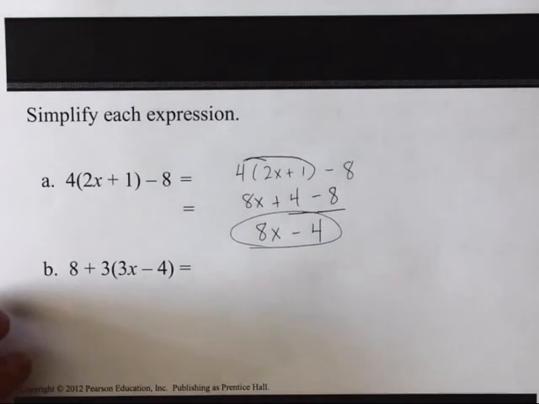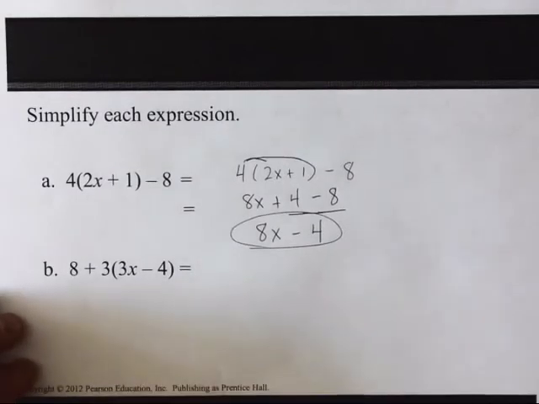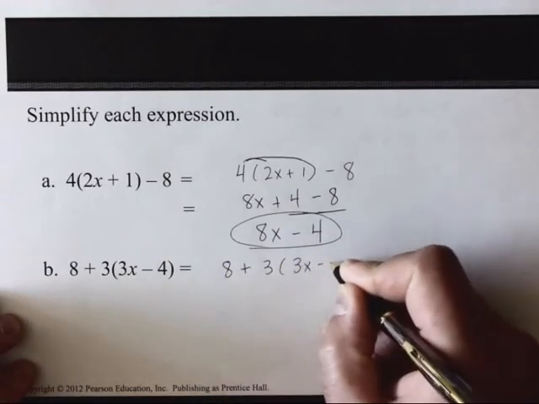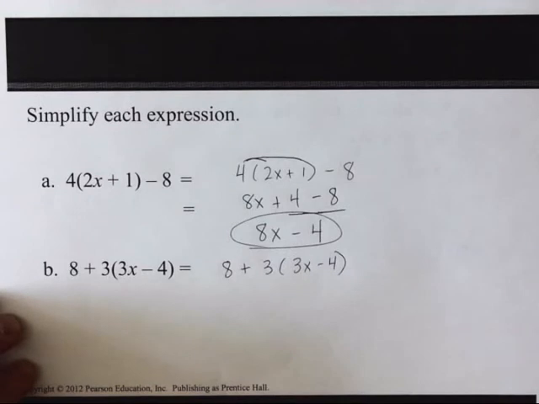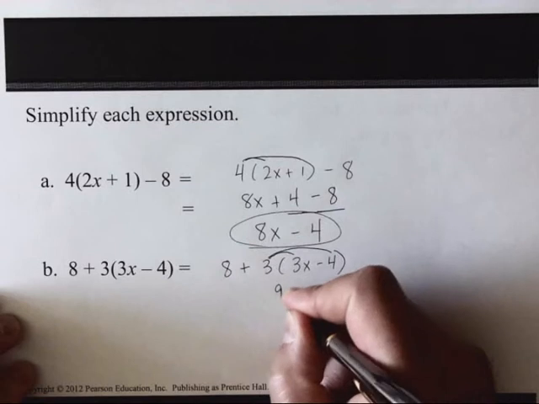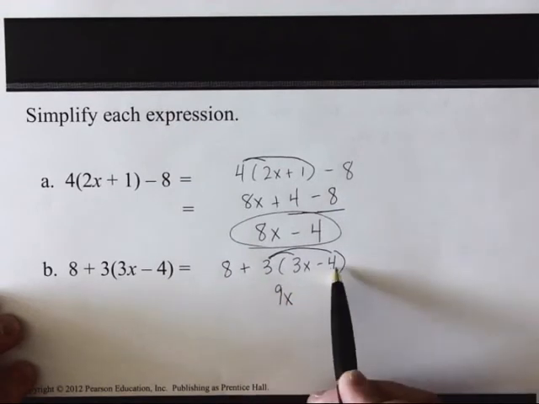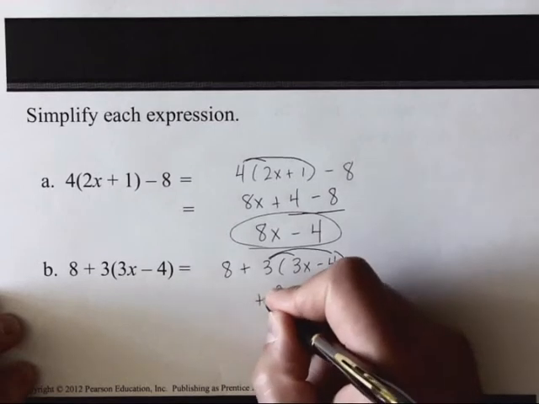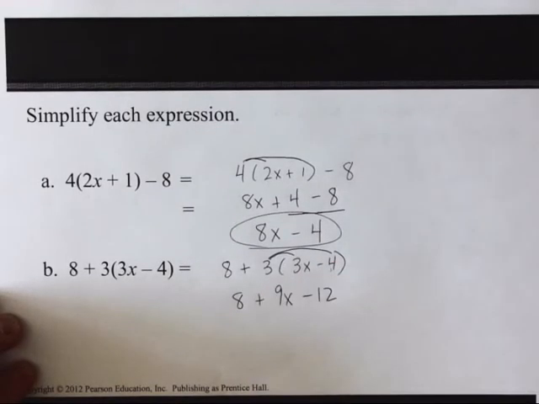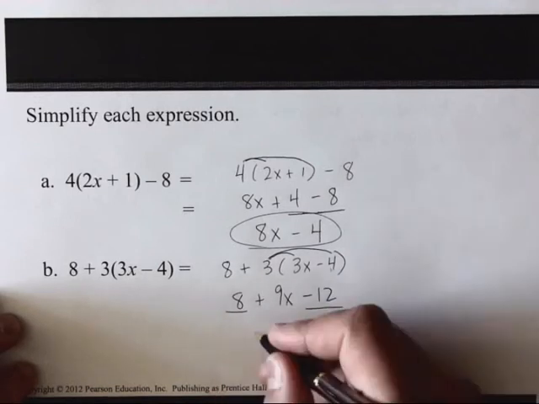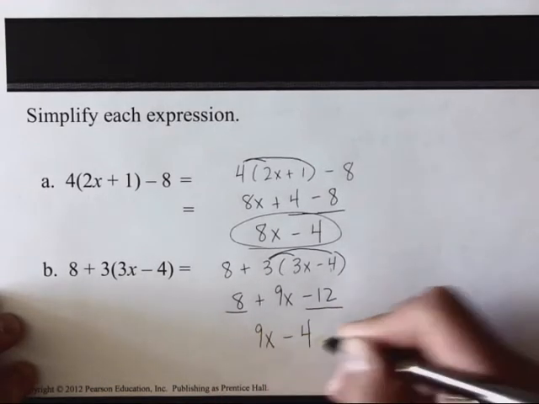Okay. Let's look at this particular problem. Use your distributive property first, right? Because I'll need to do multiplication before I do addition, following the order of operations. So I'm actually going to do 3 times 3x, which is 9x. 3 times negative 4, that's minus 12. So that's the distributive property. I bring down the 8. Once again, combine like terms. These constants are like terms, so I get 9x minus 4.